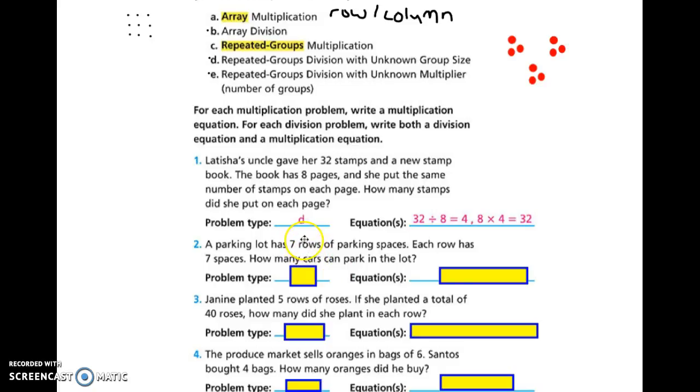And it's talking about rows. Remember we said that the array options are the ones. So we know it's multiplication. So the only array multiplication one is A. And then I got to figure out what to multiply. So in this case, you would have 7 rows by 7 columns. So I'm going to say 7 times 7, which equals 49.